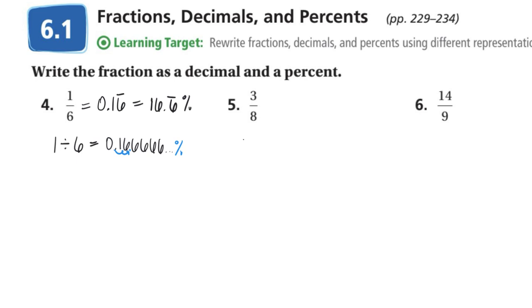All right, what about 3/8? Well, 3/8, I'm going to do 3 divided by 8. And 3 divided by 8 is 375 thousandths. So we should write that. 0.375. And then for a percent, right, the percent's going to go at the end. So you move the decimal place twice towards that percent sign. So the percent is 37.5%.